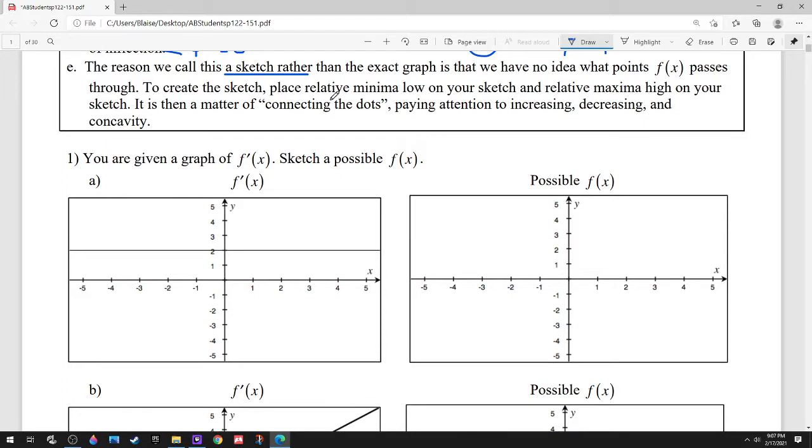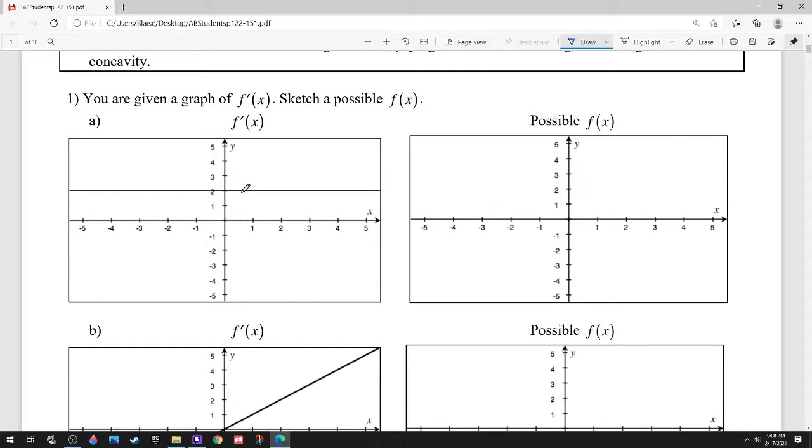So what we are going to do is, he says it great here. I don't need to summarize this. To create the sketch, place the relative minima, that's just plural for minimum, low on your sketch, and relative maxima high on your sketch. It is then a matter of connecting the dots, paying attention to increasing, decreasing, and concavity. So it's more of an art than an exact science. At the level that we are, you can get a much more exact drawing with more technical calculus that we haven't learned yet. So, okay. So this is f prime of x. Let's do a sign chart.